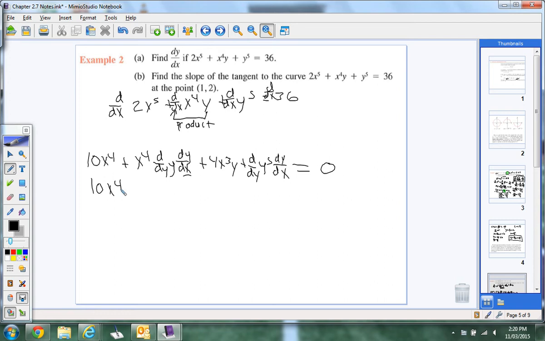10x to the 4th, derivative of y is 1. So that essentially goes away. So just a dy dx on here. I still have this as it's in change. Okay, what's the derivative of y to the 5th? 5y to the 4th dy dx. Okay, so at this point, what's our goal? What do we want to do now? Isolate the dy dx's. Just remember, don't forget your goals. We're going for these. Okay, we're going for those.